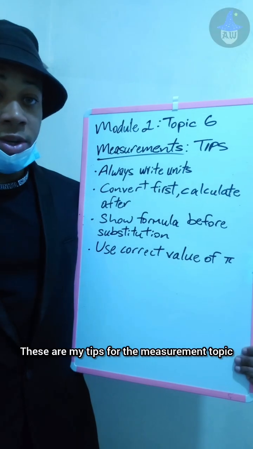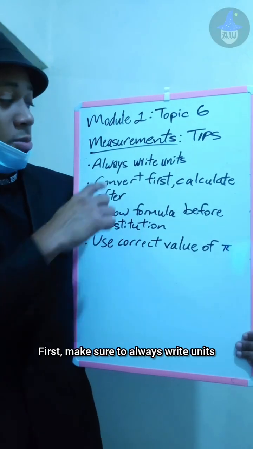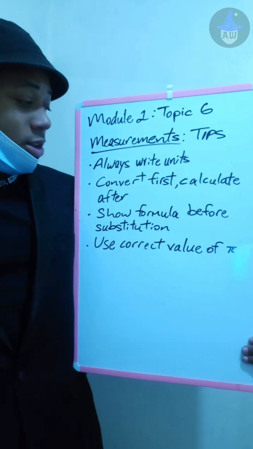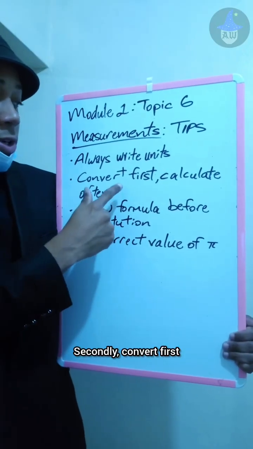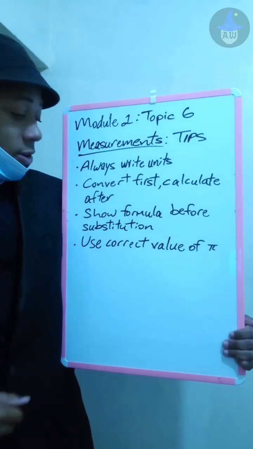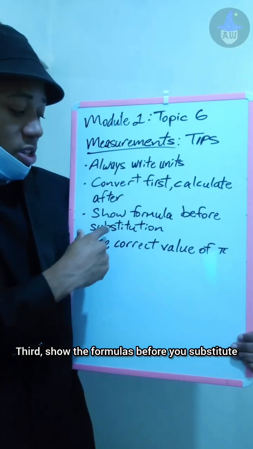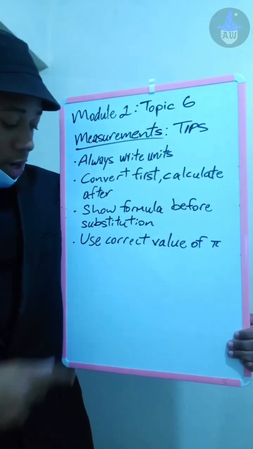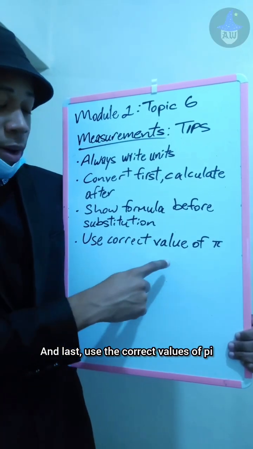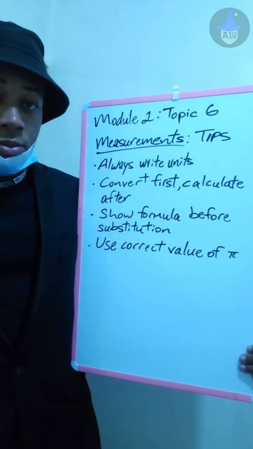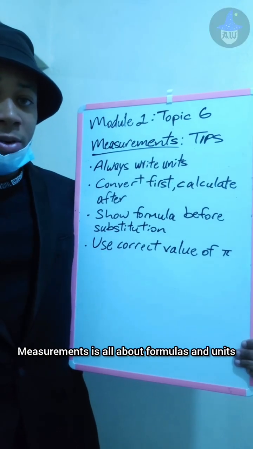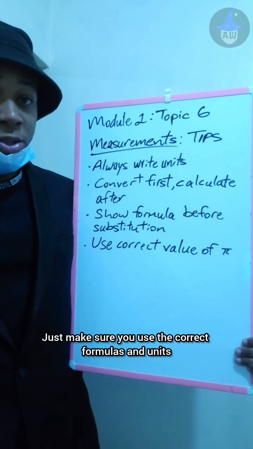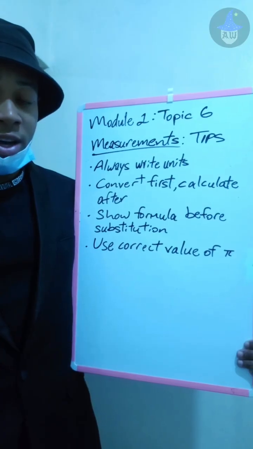These are my tips for the measurement topic. First, make sure to always write units. Secondly, convert first and calculate after. Third, show the formulas before you substitute. And last, use the correct values of pi that they give you. Measurement is all about formulas and units. Just make sure you use the correct formulas and units and the marks will follow.